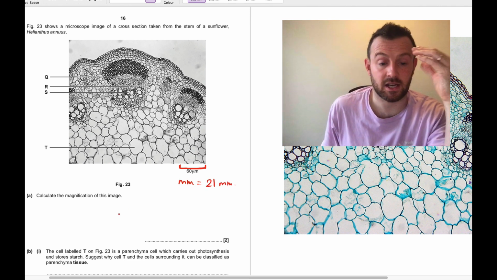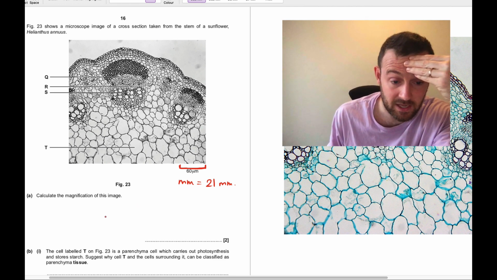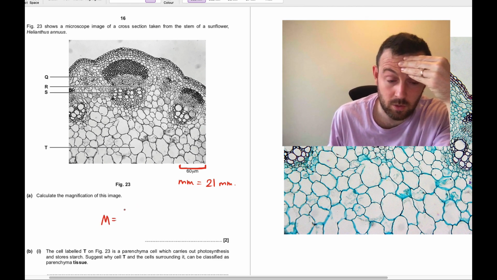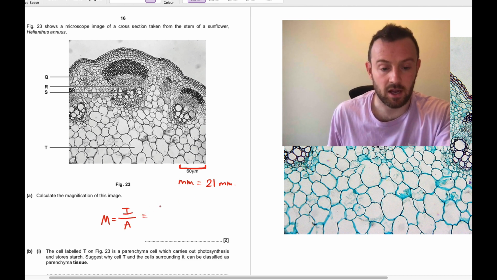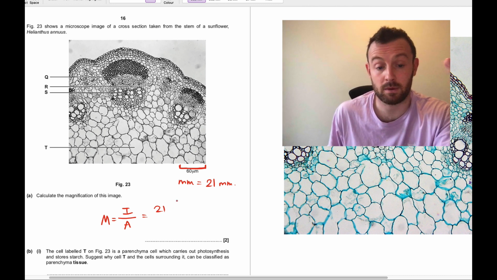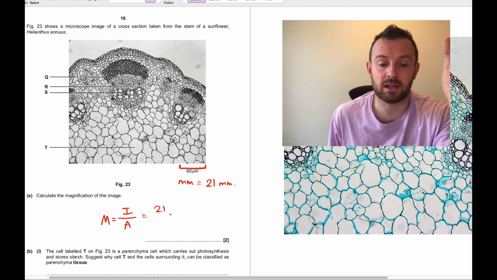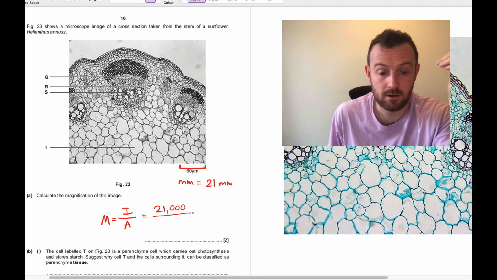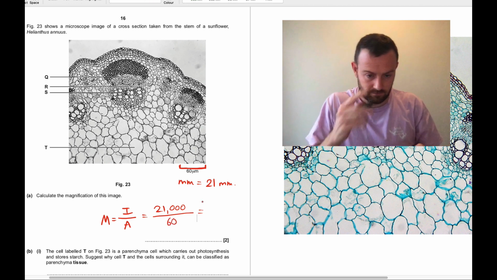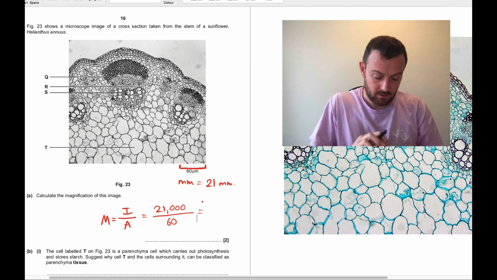But it says it's 60. Now we just remember that magnification equals the image divided by the actual. The image size is 21 millimeters, but I'm going to convert that straight into micrometers because I want my calculation to be in micrometers. So 21 millimeters is 21,000 micrometers, and 60 micrometers is there. So 21,000 divided by 60 is 350.